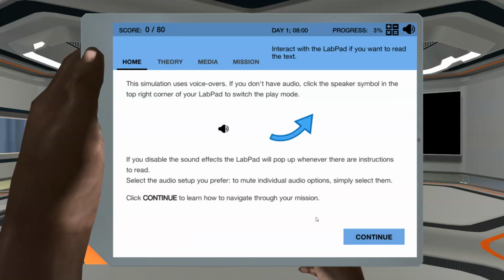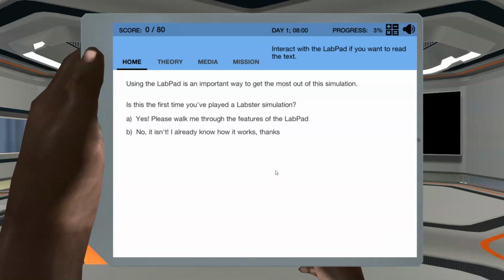This simulation uses voiceovers. If you don't have audio, click the speaker symbol in the top right corner of your lab pad to switch the play mode. If you disable the sound effects, the lab pad will pop up whenever there are instructions to read. Select the audio setup you prefer. To mute individual audio options, simply select them. Click Continue to learn how to navigate through your mission. Using the lab pad is an important way to get the most out of this simulation.